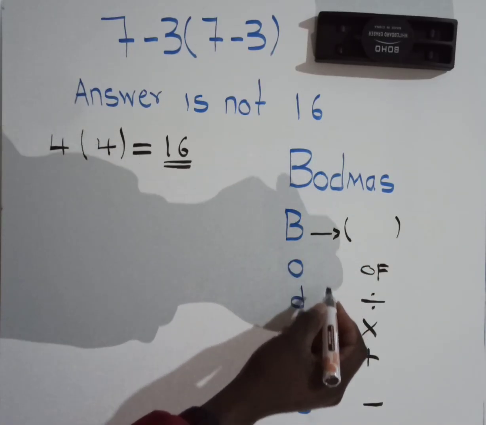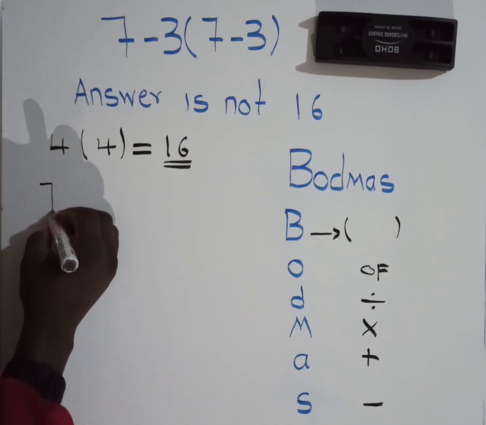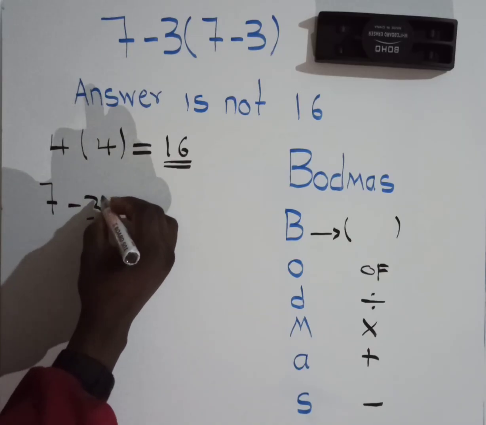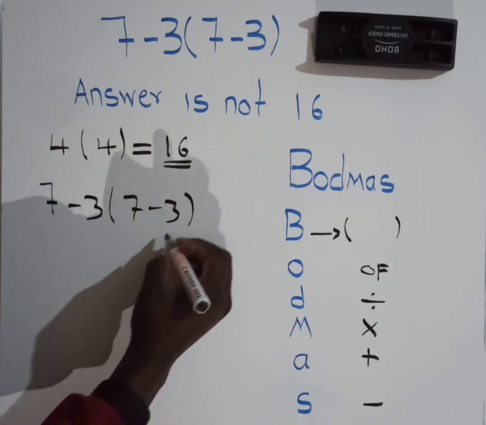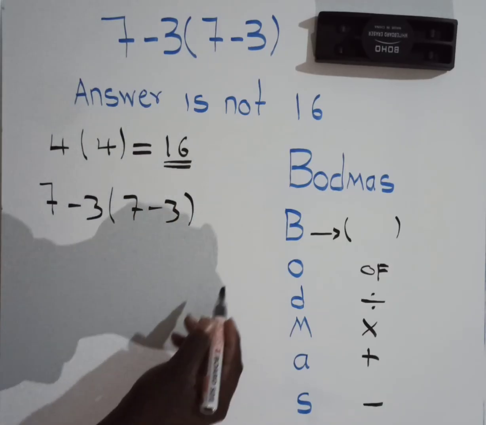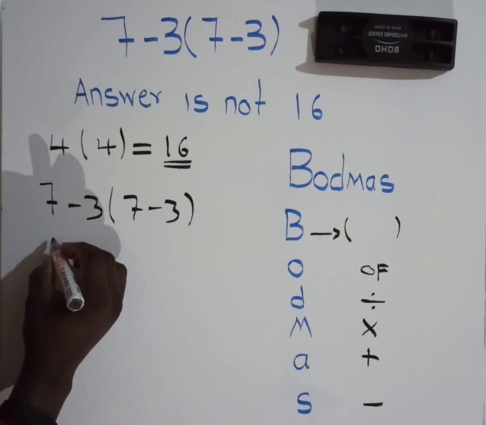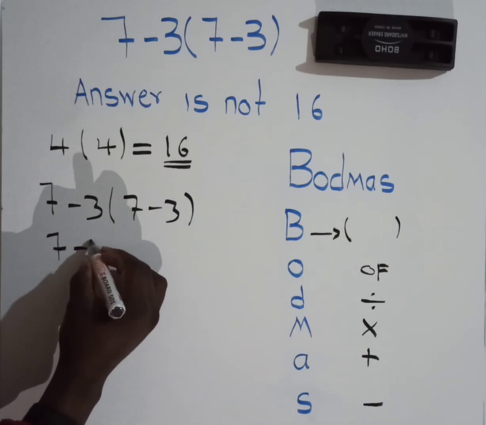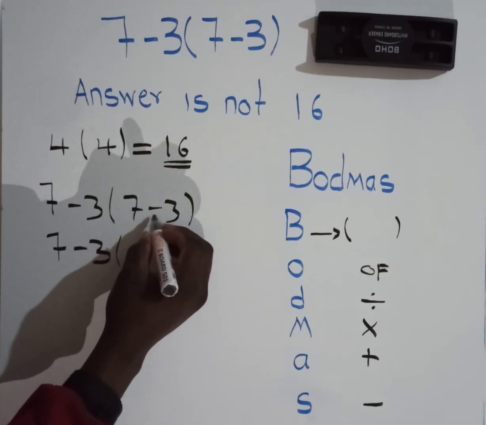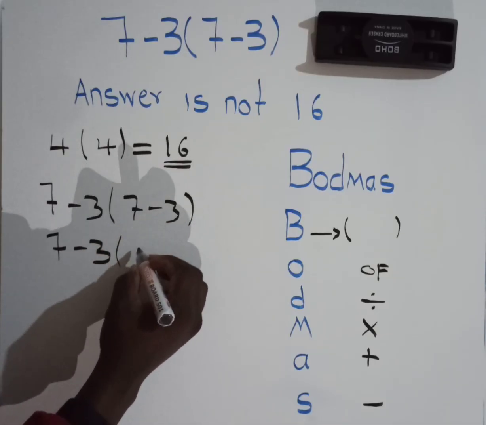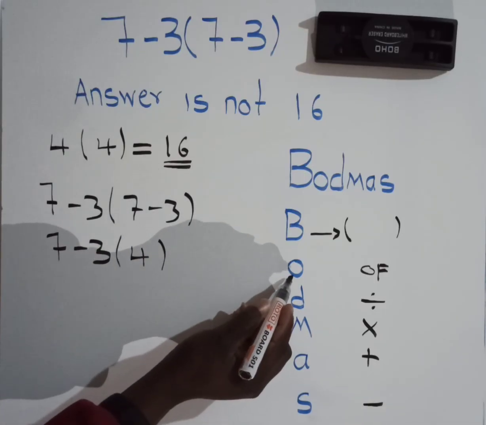So let's apply the rule BODMAS. Let's rewrite the question. We have 7 minus 3, and then bracket 7 minus 3, and we close the bracket. So right now, the first letter here is B, and B is bracket. So we have to write 7 as it is, and minus 3 also as it is. Then we put our bracket, and then we subtract what is inside the bracket. So 7 minus 3 is 4, right? Then we close the bracket.